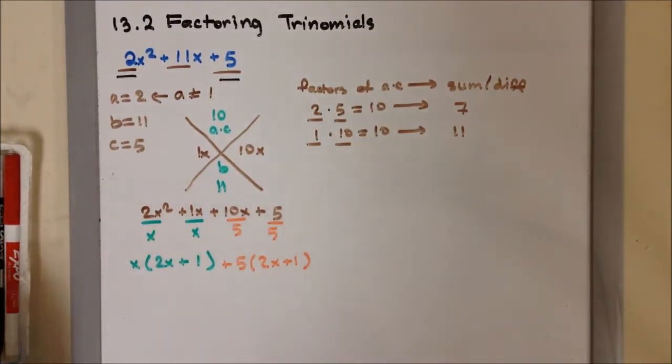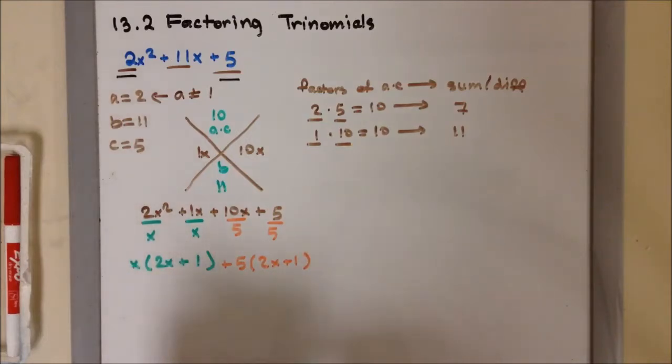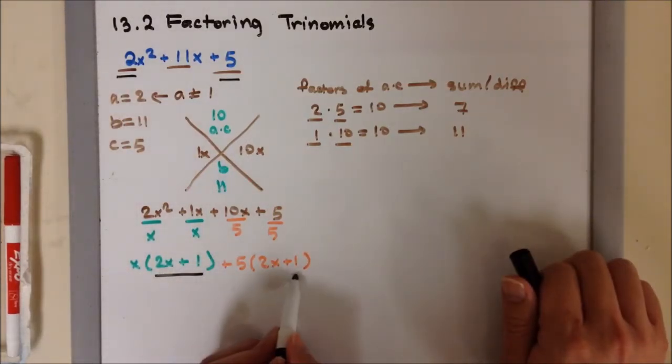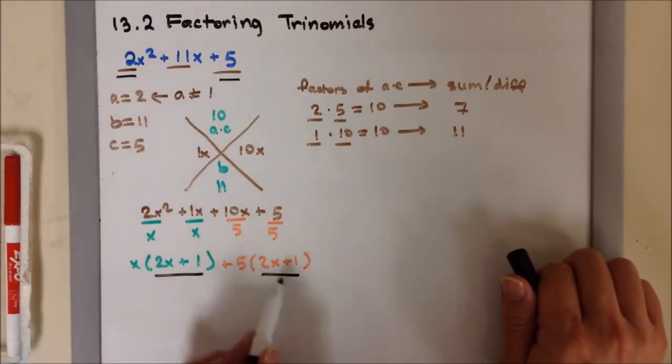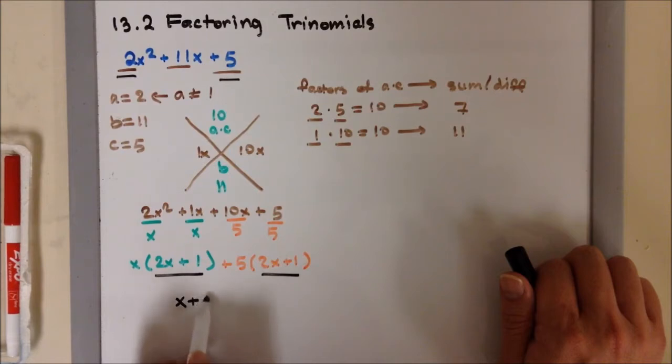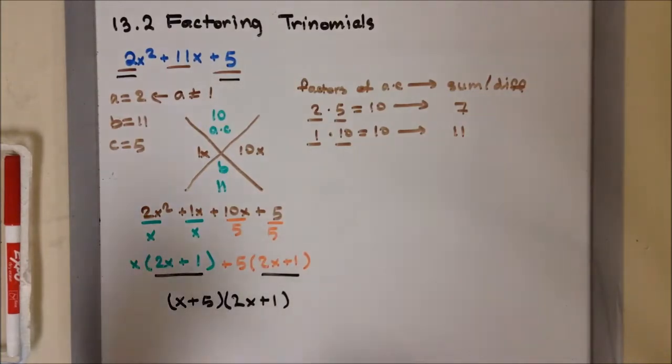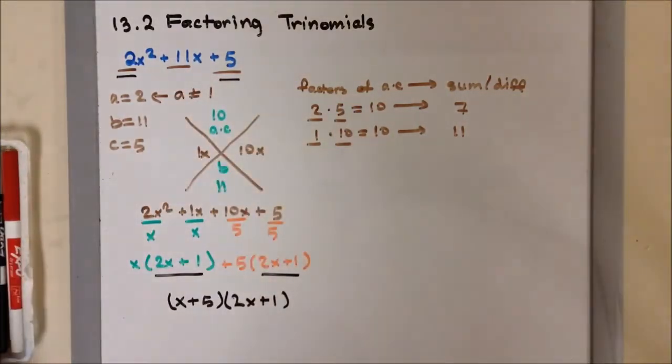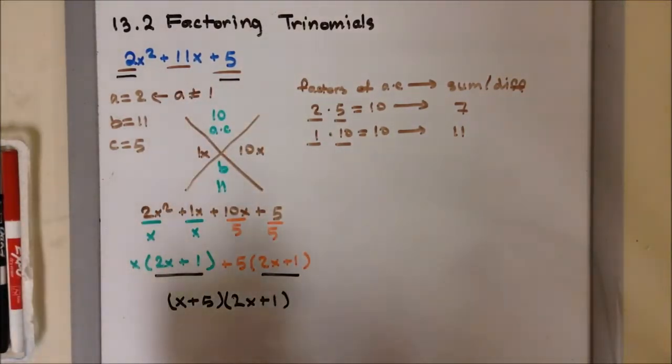Since my expression inside the parenthesis, 2x plus 1, is exactly the same numbers, same sign, then I'm going to group my x and my plus 5 together like this, and then I'm going to rewrite the one that I underlined just once, and then that's my factors for this trinomial. So let me box that up.